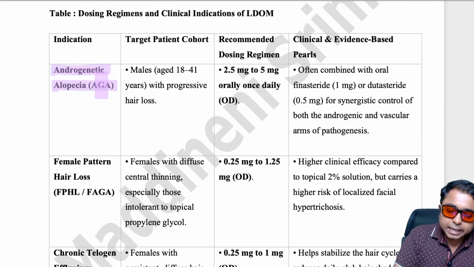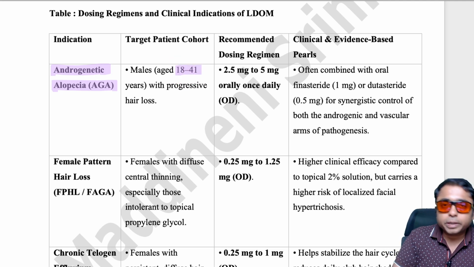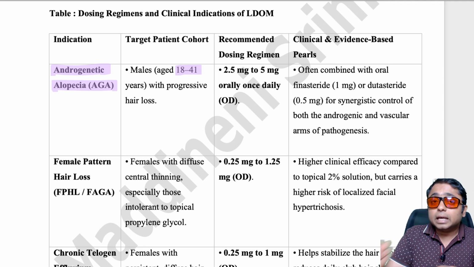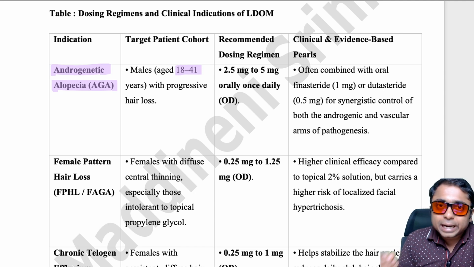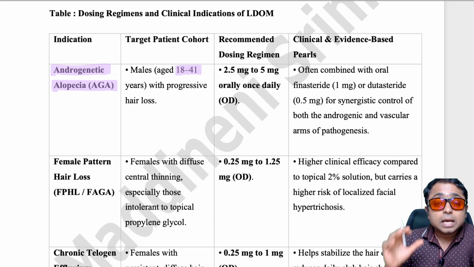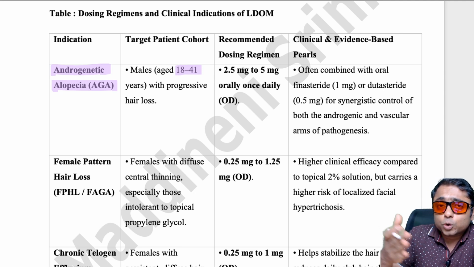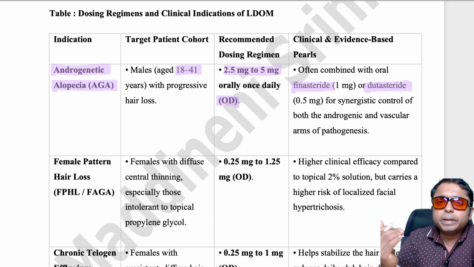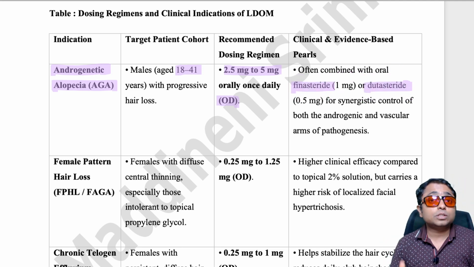In androgenetic alopecia, remember it is going to be used in the 18 to 40 years age group, because in children the safety profile is not completely known, and in the elderly it is associated with problems, especially in those who already have cardiovascular symptomatology and some kind of disease. So that's why this is a safe age group, 18 to 40, and the dosage could be 2.5 to 5 milligrams OD, and it can be combined with finasteride, dutasteride, which inhibit the conversion of testosterone into dihydrotestosterone.